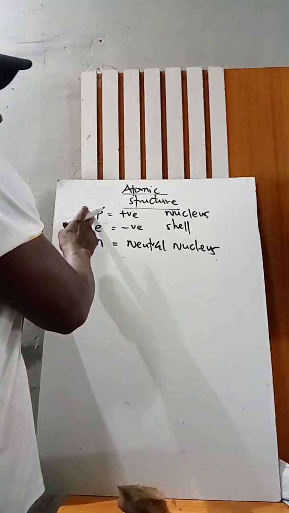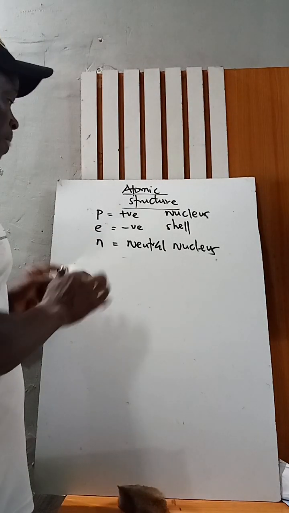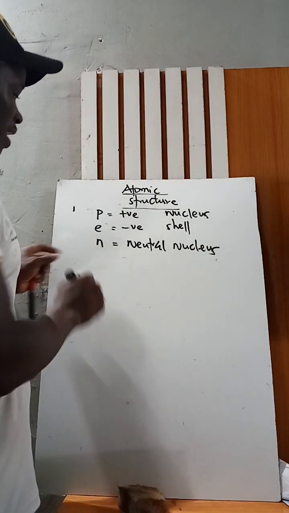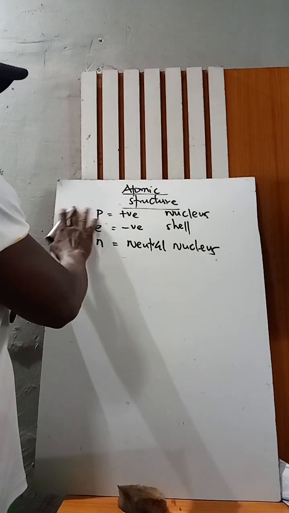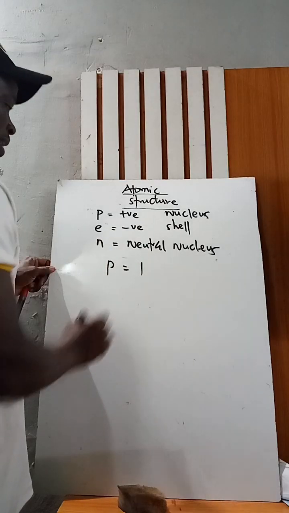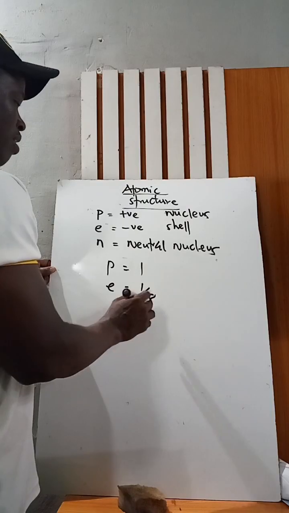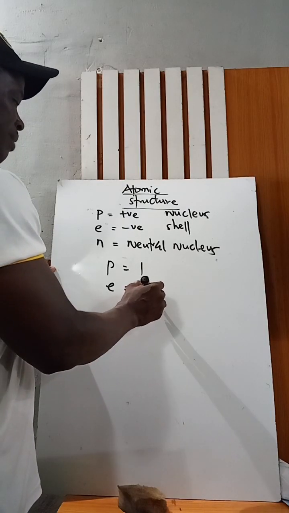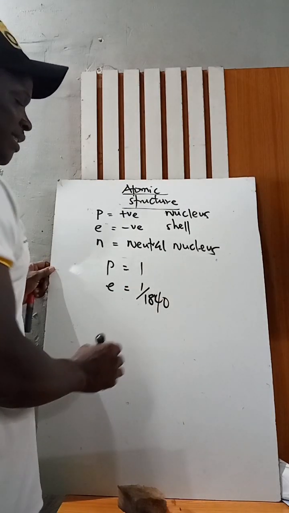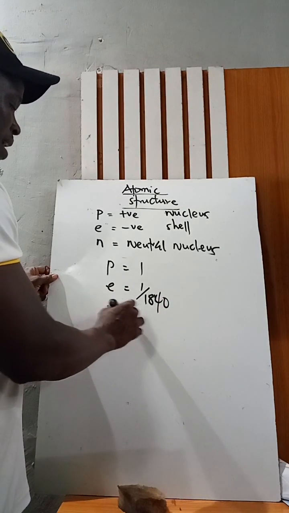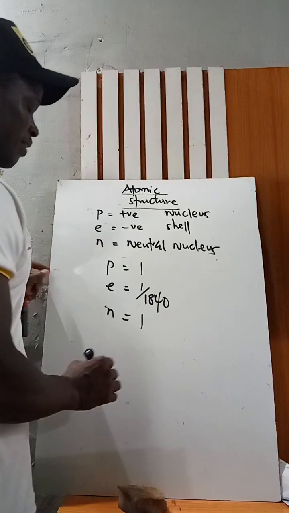Okay, so what's the mass of proton? The mass of proton is 1. What's the mass of electron? The mass of electron is 1 over 1840. The neutron mass is 1.